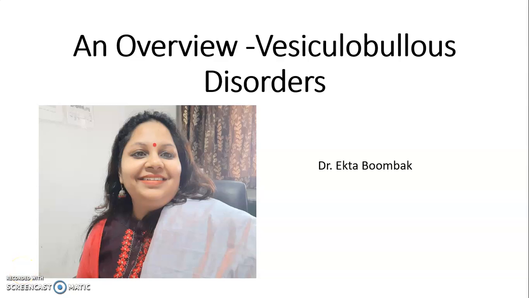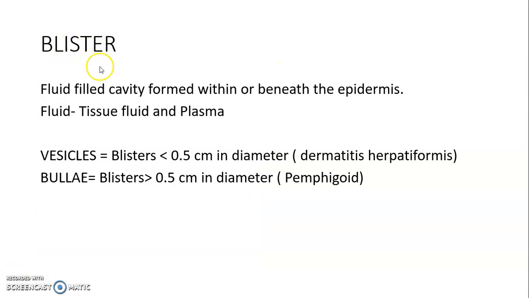Hello everyone. The topic for discussion is an overview of vesiculobullous disorders. In vesiculobullous disorders, blisters are formed. Blisters are the fluid-filled cavities formed within or beneath the epidermis, which contain tissue fluid and plasma. If blisters are of less than 0.5 cm diameter, they are known as vesicles, and if they are more than 0.5 centimeters in diameter, they are bullae.